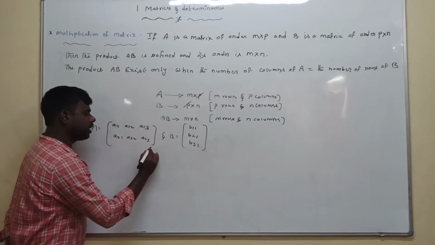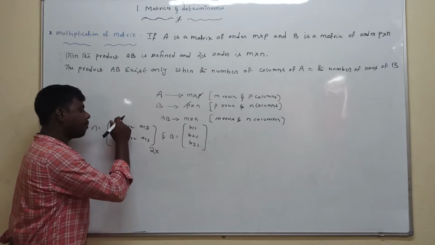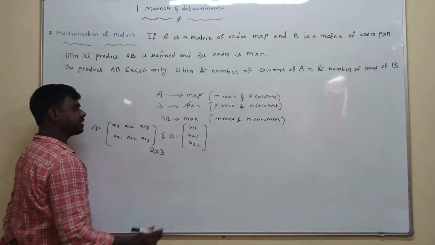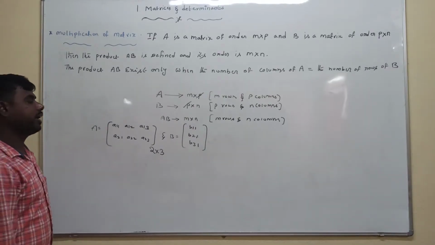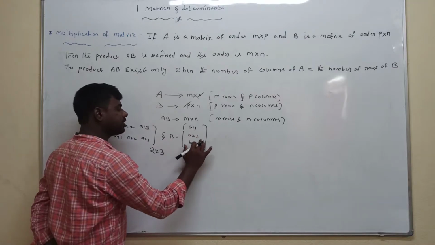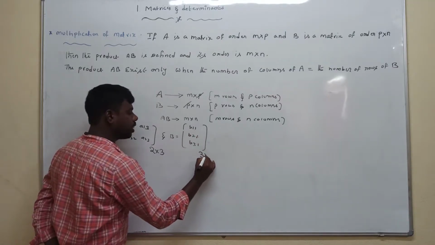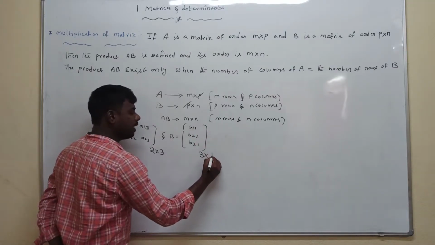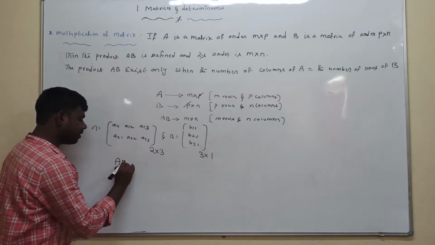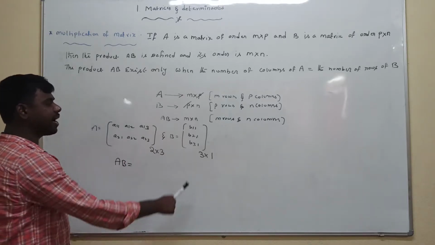Now, what is the order of the matrix A? How many rows are there? 2 rows. How many columns are there? 1, 2, 3. So the order of matrix A is 2 by 3. Next, what is the order of the matrix B? How many rows? 3 rows. How many columns? Only 1 column.